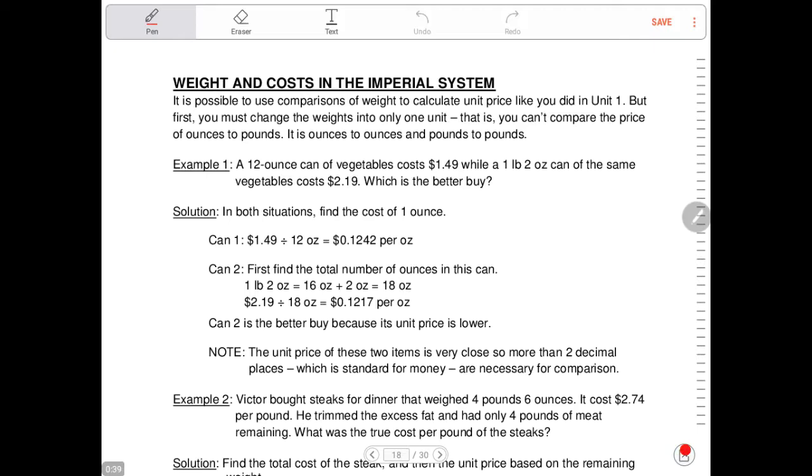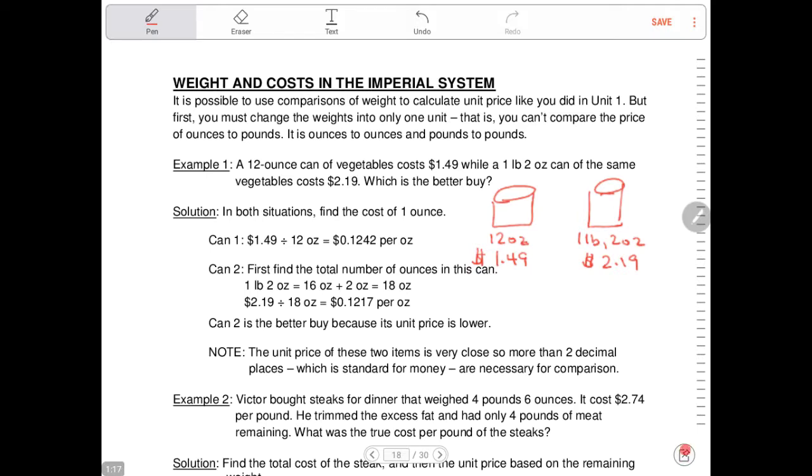You have a 12-ounce can of vegetables. So if I draw a can, we know that inside of this can there are 12 ounces, and it's $1.49. On the other hand, we have another can with the same vegetables. Sorry, that's supposed to be the same size, but obviously I'm a terrible drawer. So let's just pretend they're the exact same size. This one we know is 1 pound and 2 ounces, and it costs $2.19. And the question wants you to consider now, which one is the better buy?